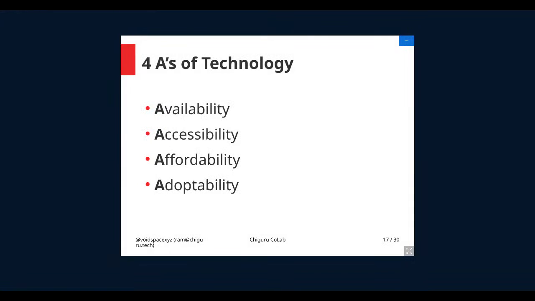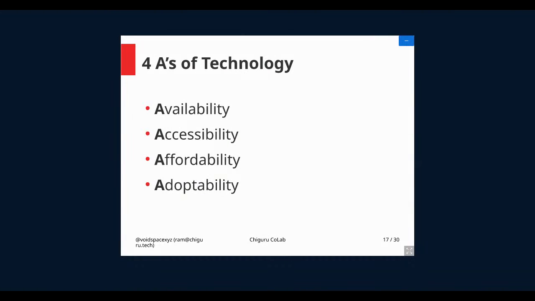This is a very, very basic assessment that I do. I analyze technology based on the 4 A's: availability, accessibility, affordability, and adoptability. Availability meaning, can I access software A? Can I access tool B? That's called availability.